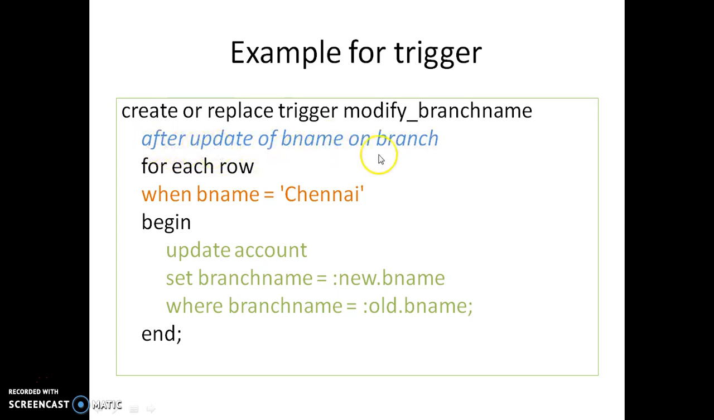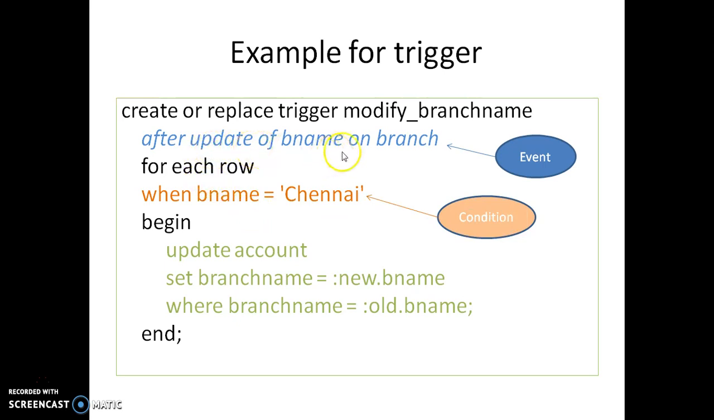So this is the event. And what is the condition? The condition is not all updates of branch name on branch. This trigger will be executed only when the branch name is Chennai. Only when we do an update of branch name Chennai, when this condition is satisfied, only then the action will be taken. And the action is updating the account table respectively.